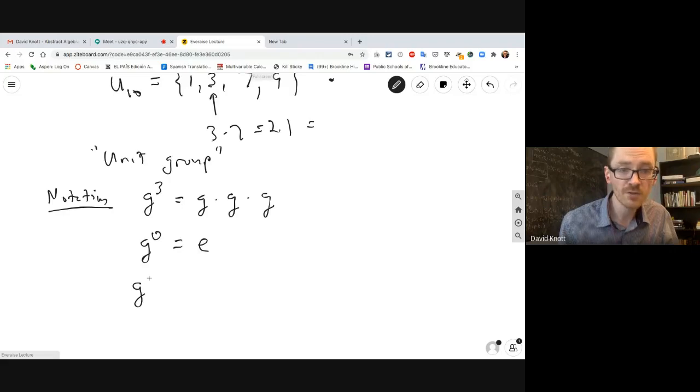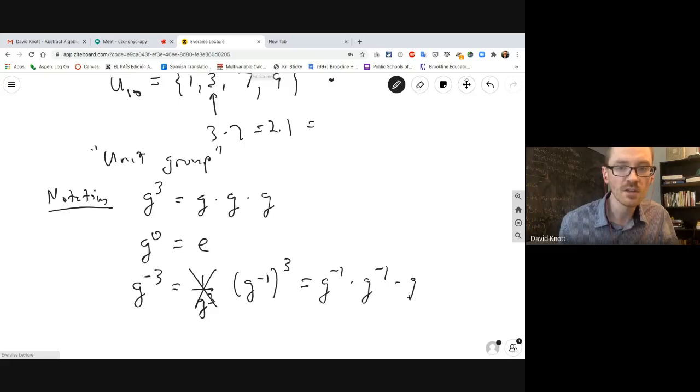And then as far as negative powers are concerned, what is G to the negative 3? It doesn't make any sense to write 1 over G to the third because G is not necessarily any kind of number. It's just an abstract group element. What you can say though is it's the inverse of G, which we know to exist. It's one of the group axioms that every element has an inverse. So what G to the negative 3 really means is you take the inverse of G and raise that to the third power: the inverse of G times the inverse of G times the inverse of G, 3 times. So just to be clear on what the exponent notation means in the context of a group, I wanted to point that out.